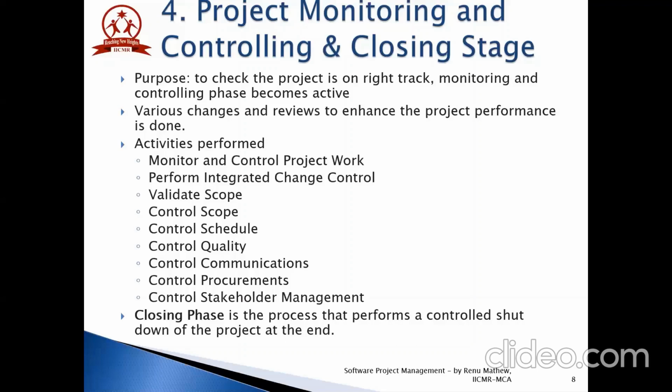Control scope ensures that only the work identified as being in scope is delivered. For this, the actual result is compared against the scope baseline. The inputs to the control scope process include project management plan, work performance information, requirements documentation, requirement traceability matrix, and organizational process assets. While the outputs are work performance measurements, organizational process assets updates, change requests, project management plan updates, and project document updates.